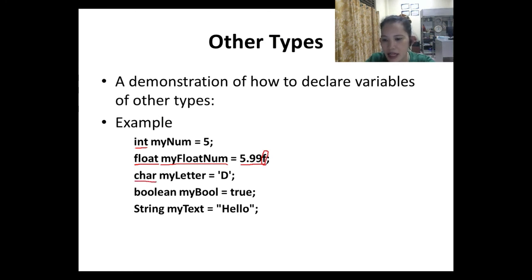Next, a char, myLetter. If you want to store only one letter or one character, then you should use char. Here, we store the character D. Next, you have the boolean, myBool. Then myBool is declared as boolean, so its value is either true or false. Then we have the String, myText, so its value is enclosed with double quotes. In contrast with the character, it only has one single quote.